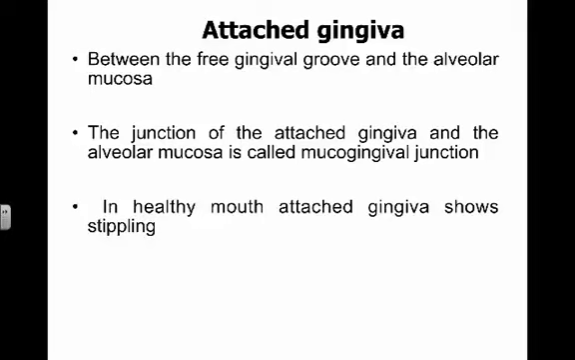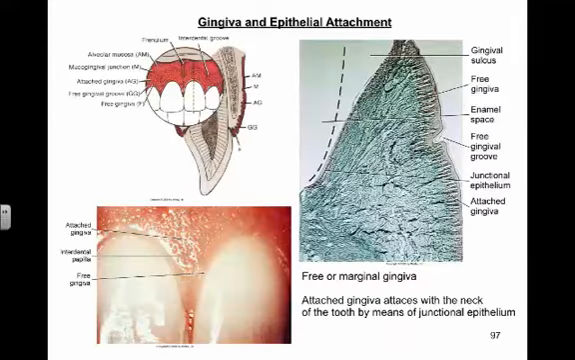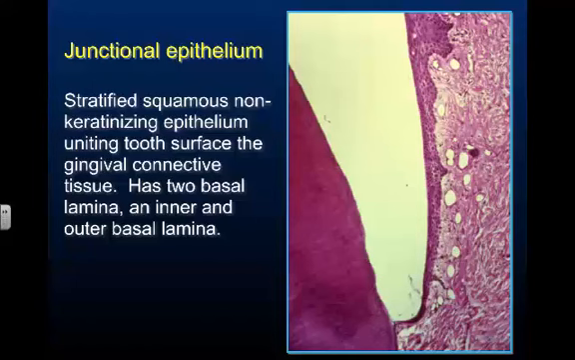All right. In a healthy mouth, you know attached gingiva causes stippling. Here are your interdental papillae, as you know. You have the valley there, called the interdental col. I don't have to tell you that because you're all pros. Now we're going into the junctional epithelium, which we'll look at in a minute. The gingival sulcus is the space between the tooth surface and the free gingiva. It is lined with sulcular epithelium, and it goes until the junctional margin.